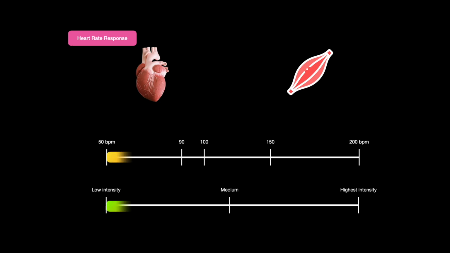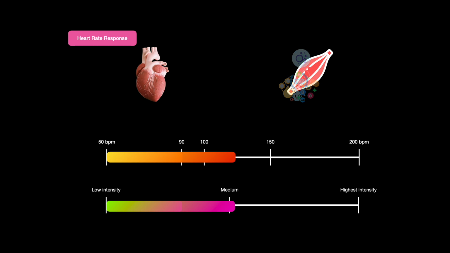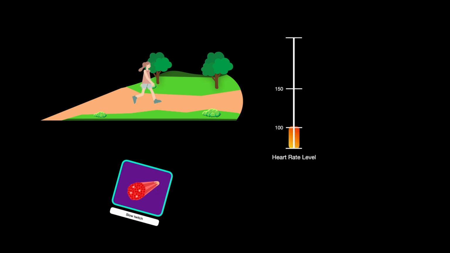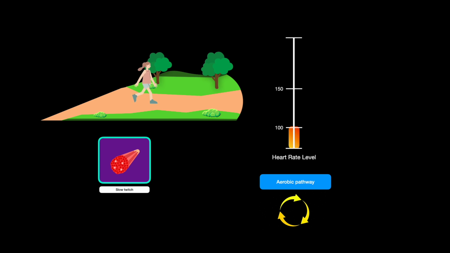Heart rate response is one of the best connections for you to know approximately where you are at the energy production force during exercising. As exercise intensity increases, heart rate rises to deliver more oxygen and nutrients to the muscles. In contrast, low intensity exercise keeps the heart rate response slower. So let's say you are jogging and your heart rate is about 90 to 110 beats per minute. This means your muscles are mostly using aerobic pathway for energy.